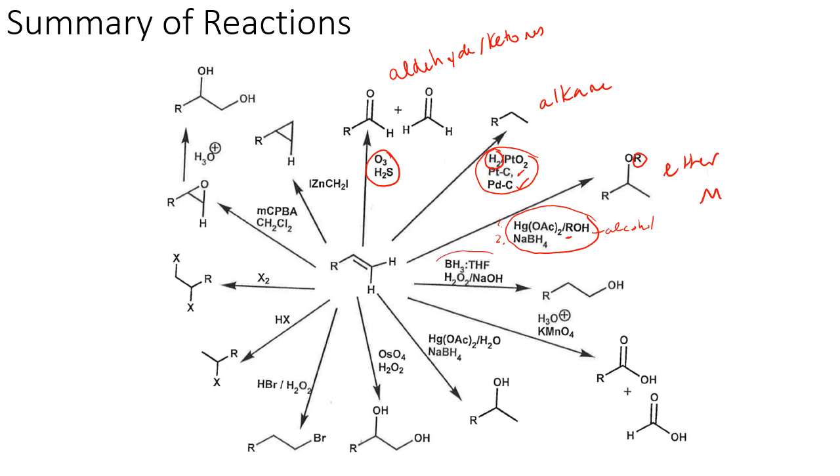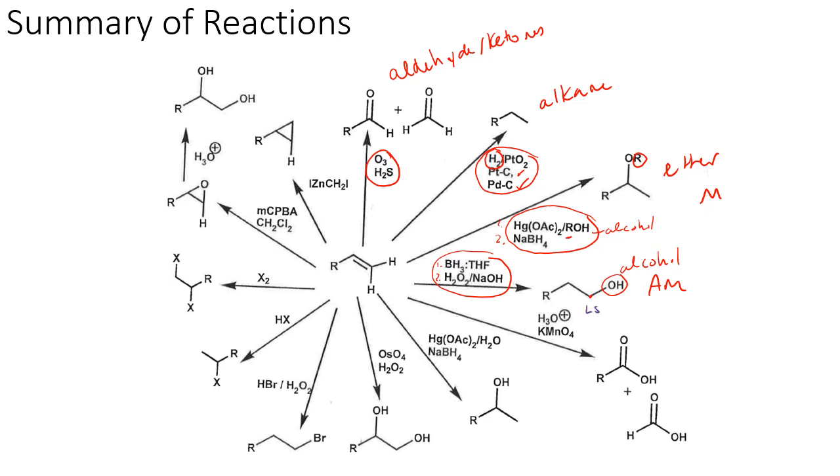Next, we learned about hydroboration oxidation. That was a 2-step process also. First step used BH3, which is borane, in tetrahydrofuran. In step 2, we used hydrogen peroxide with sodium hydroxide. This was an anti-Markovnikov addition, where the hydroxyl group of the alcohol product that we formed ends up on the least substituted carbon of the alkene.